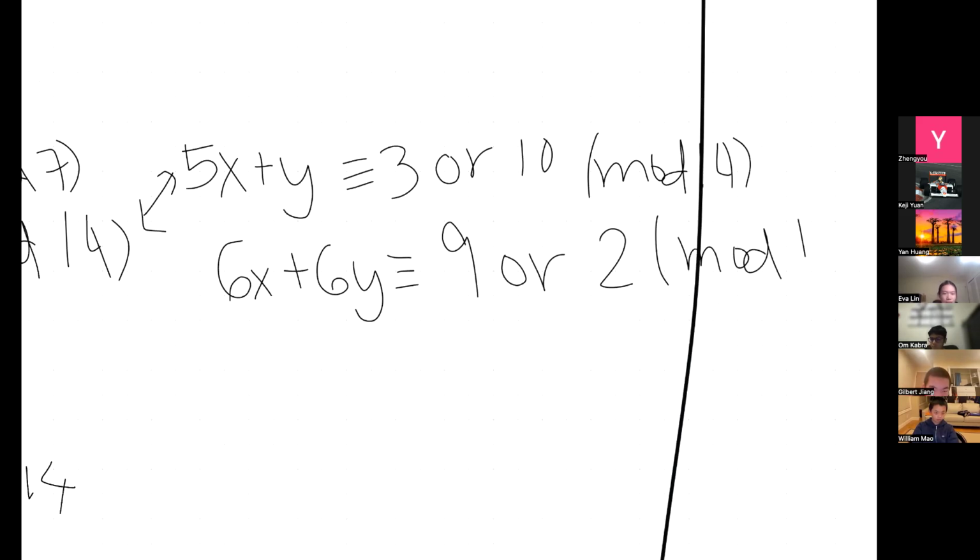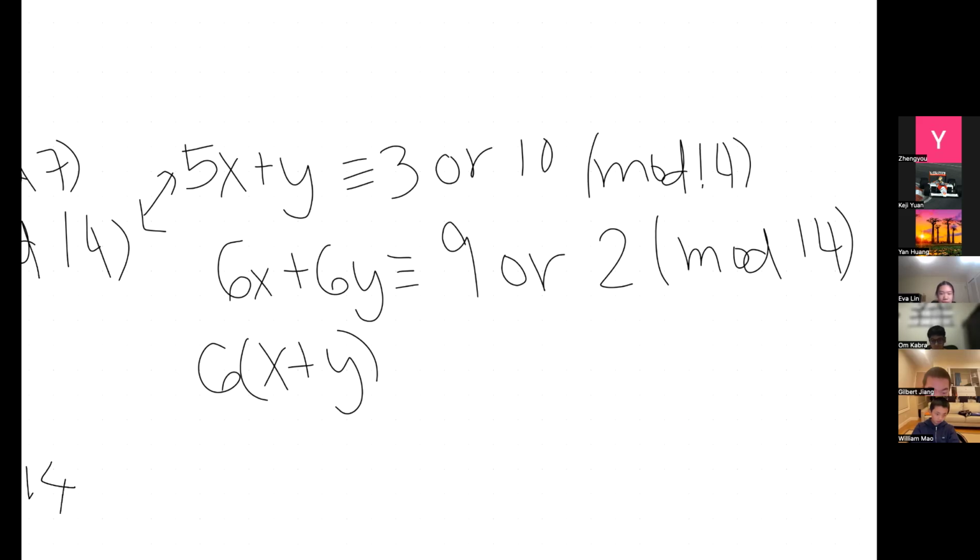And then you can factor this into 6 times x plus y. Since x and y are integers, their sum must also be an integer. So this expression should be even, and 14 is also even. So 9 mod 14 isn't going to work. So it has to be equivalent to 2 mod 14.